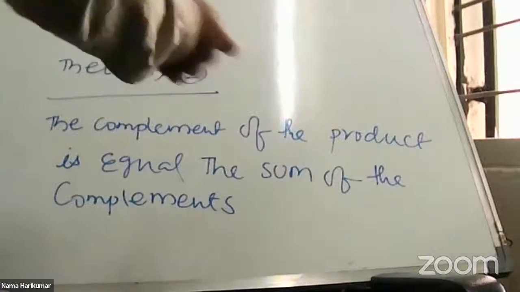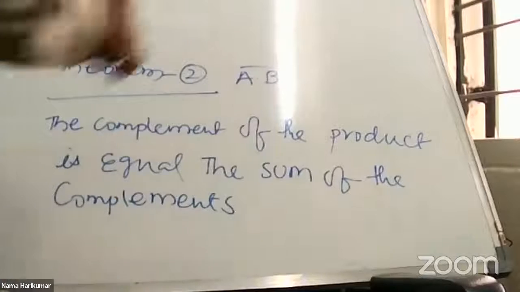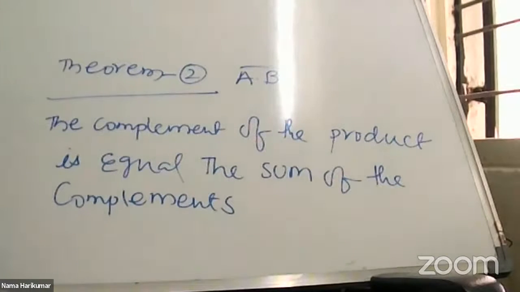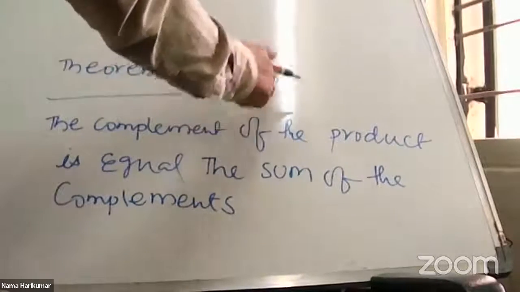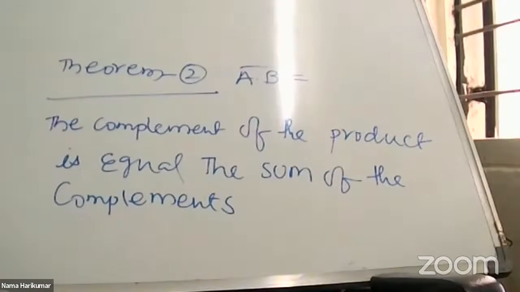So the complement of the product. Here, in the same way as the first one, we have to use the two variables A and B. The variables are not individual complements, it is a product. The complement of the product means (A dot B) bar, the complement of the product A dot B, is equal to the sum of the complements.